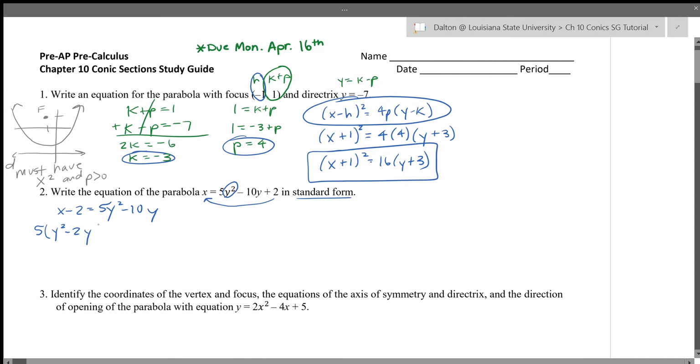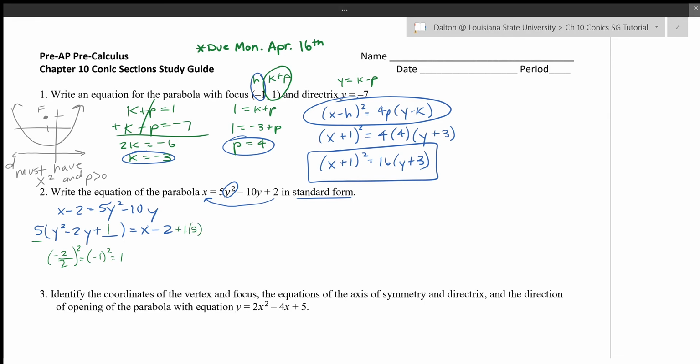I'm going to leave me a space for new c is equal to x minus 2. So we're going to go ahead and find that new c by doing b over 2 squared. So it'll be negative 2 over, no, it's not negative, sorry, negative 2 over 2 squared, which will be negative 1 squared, which is 1. So we're going to add 1 to the left side, and then it's technically not 1, right? This 5 is also being distributed in. So on the right-hand side, we're actually adding 1 times 5. And then we do that.